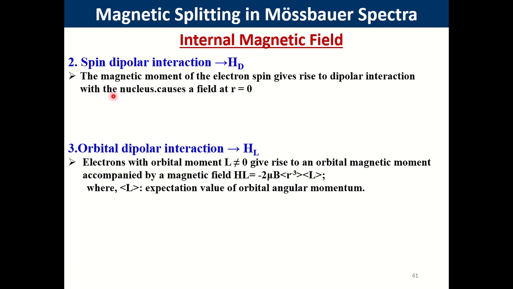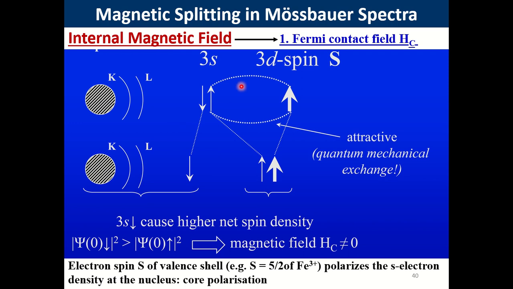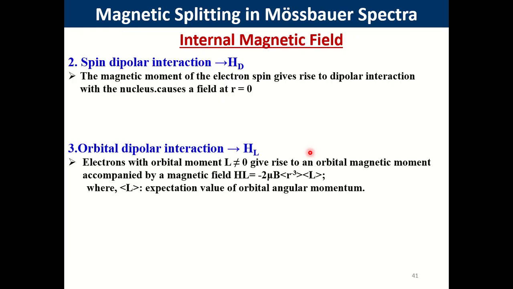You are familiar with these already. Previously we discussed what we call spin polarization, the increase in net spin density at the nucleus. The second thing is the spin dipolar interaction. The magnetic moment due to the spin of each of the electrons will cause a magnetic field at the nucleus, at r equal to 0. This magnetic field will be denoted by HD.